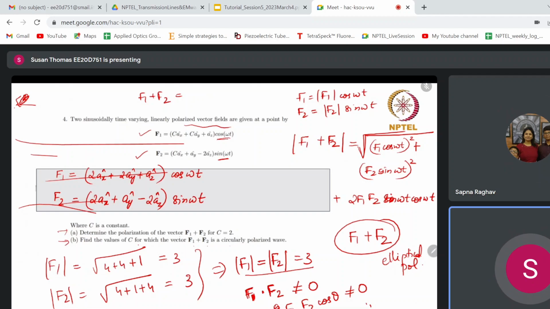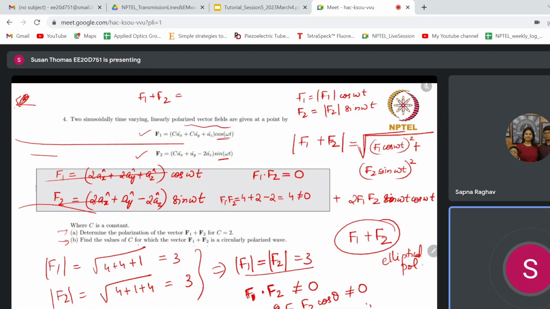If it has to be circularly polarized, then F1 dot F2 should be 0. The angle between those two should be pi by 2. So F1 dot F2 should be 0. When will that happen? If I take F1 dot F2, 2 into 2, 4, plus 2 into 1, 2, plus 1 into minus 2. So this is 4. F1 dot F2 is 4, it's not equal to 0 here.